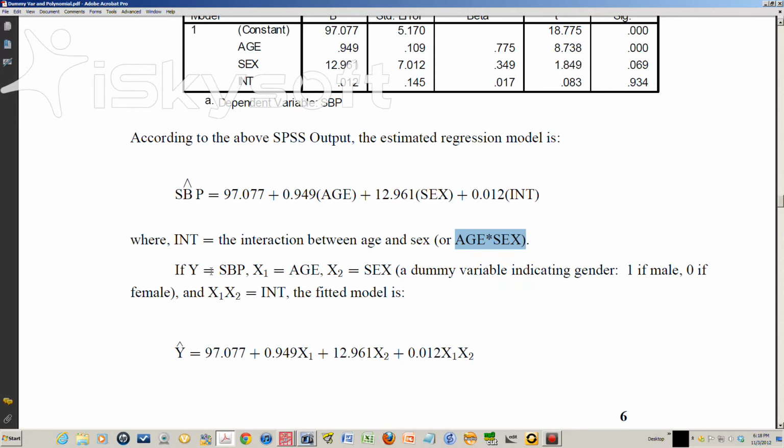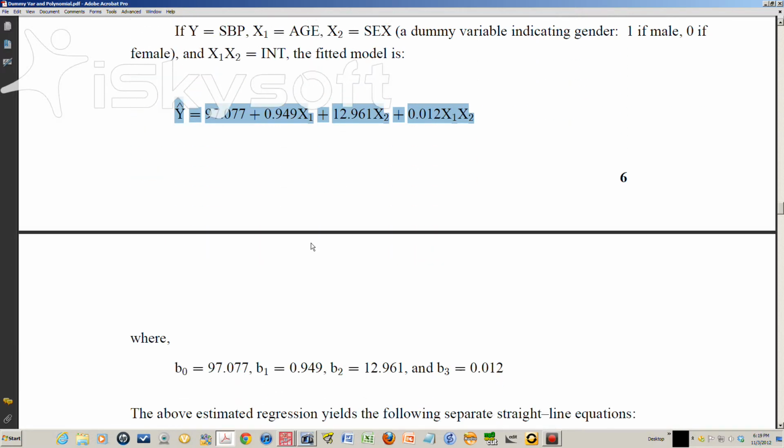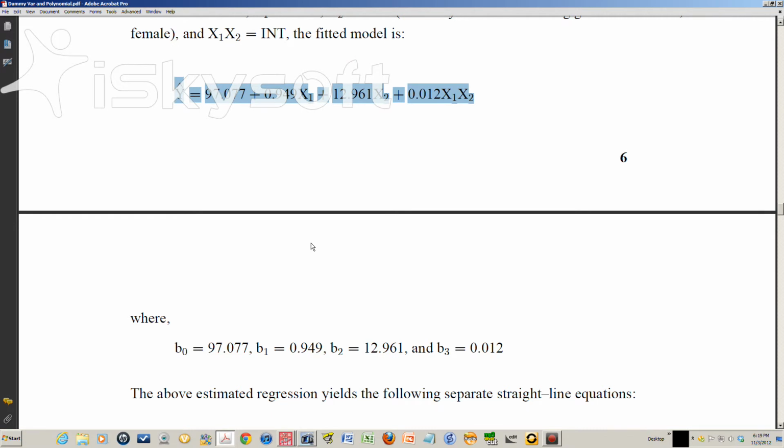Now, if I use systolic blood pressure as y, and then x1 is age, and x2 is sex, which is a dummy variable, 1 if it's a male, 0 if it's female, I come up with this equation. This is an estimate of the single equation model. We estimated a value for each of these betas, beta 0, beta 1, beta 2, beta 3. Now, based on that, I come up with two equations, one for male and one for female, as long as I insert the value of x2, which is 0 or 1.